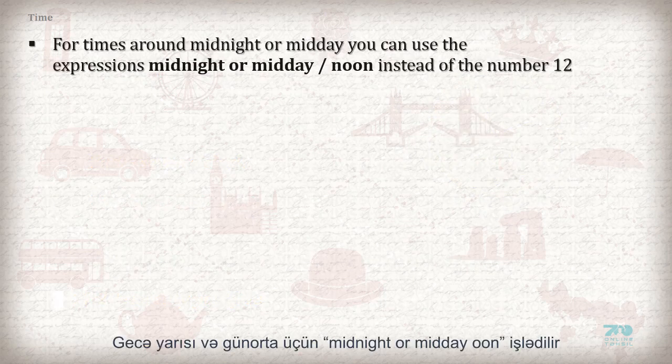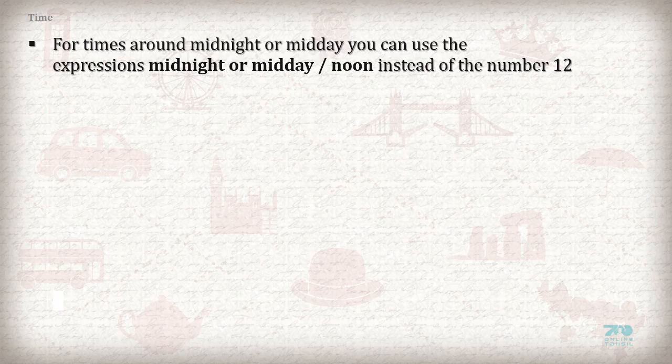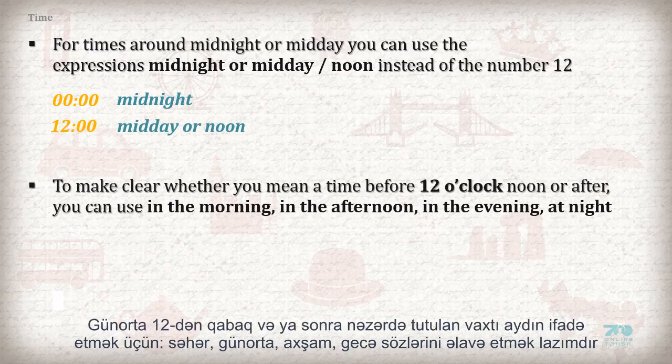For times around midnight or midday, you can use the expression midnight or midday, noon, instead of the number 12. Example, 00:00, midnight; 12:00, midday or noon. To make clear, where necessary, whether you mean a time before 12:00 noon or after, you can use in the morning, in the afternoon, in the evening, at night.